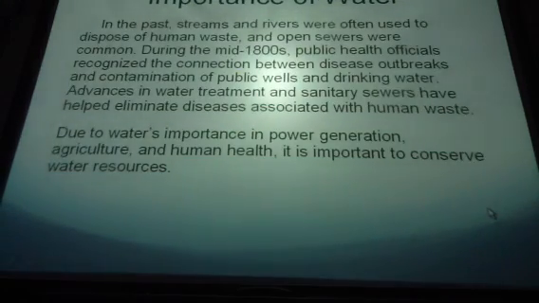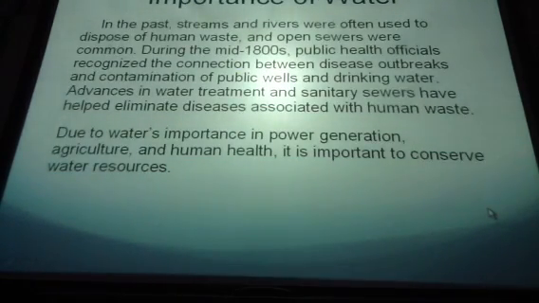And in addition, another important point to make about water is its importance to public health. In the past, streams and rivers were often used to dispose of human waste, sewage, and open sewers were common. During the mid-1800s, public health officials recognized the connection between disease outbreaks and contamination of public wells and drinking water. So you can get sick if you're drinking contaminated water.